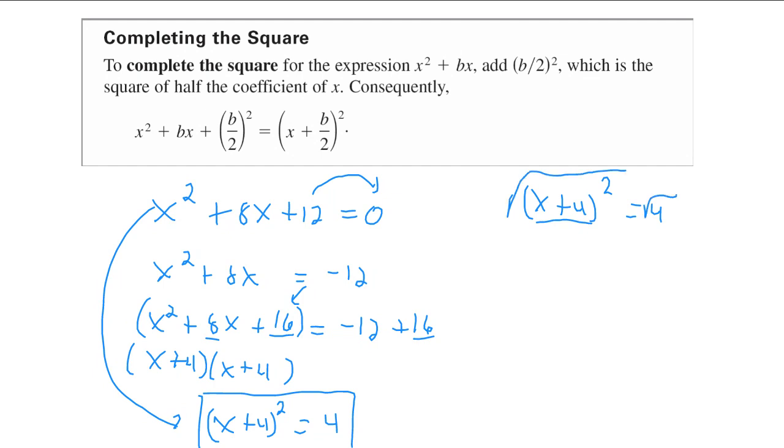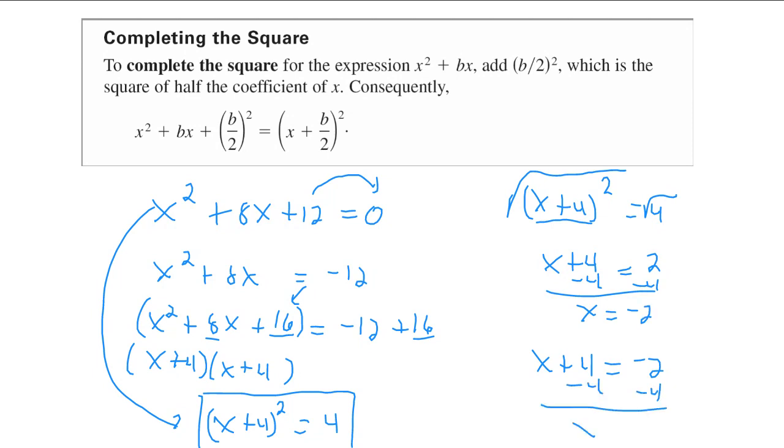What happens when I take the square root of this side? I'm left with x plus 4, which is equal to 2, but it also is equal to negative 2. When we take the square root of both sides, it becomes positive and negative. So I just write it as 2 separate problems. Now I'm going to subtract 4, so I end up with x equals negative 2. I subtract 4 again, and I end up with x equals negative 6. Look at that, I end up with my 2 solutions.